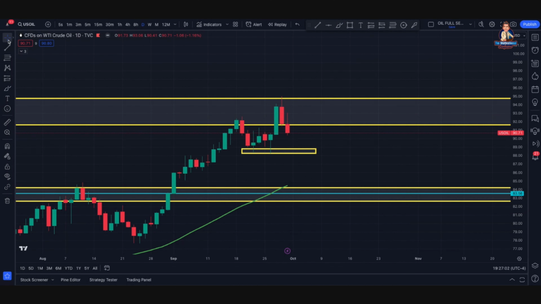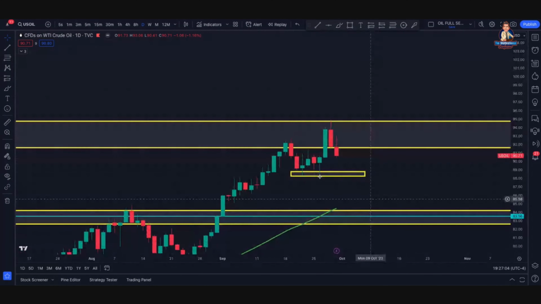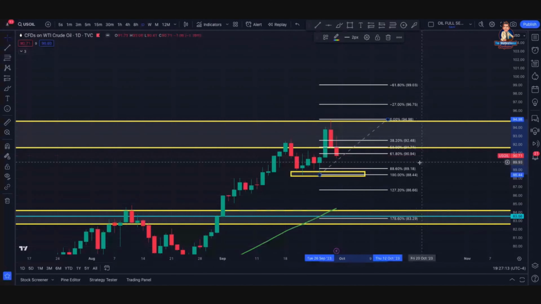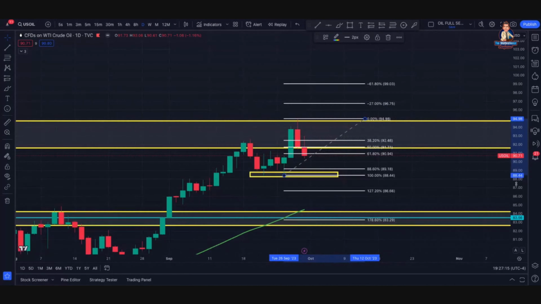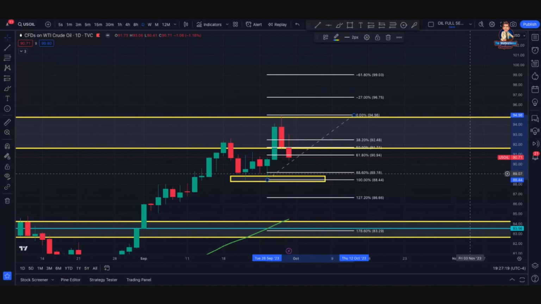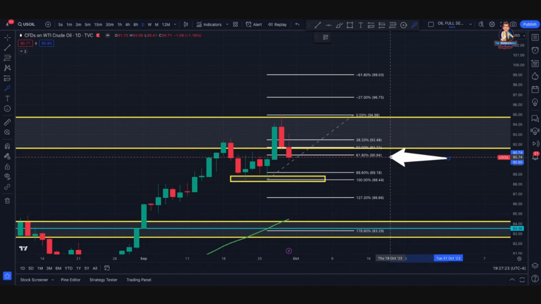Now on the daily, let's drop a Fibonacci ratio from this wick up to this wick and then down here. You can see here that my biggest concern is that we closed below the 61.8. All of you in my group know that the 61.8 is where I look for entries between the 61 and the 88.